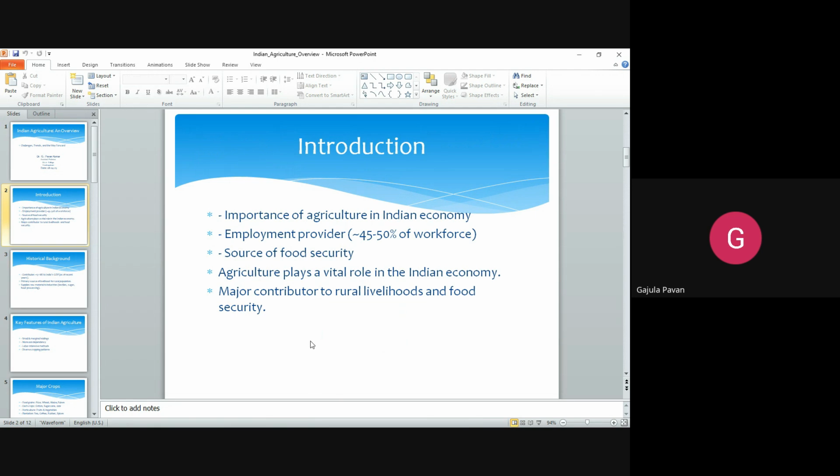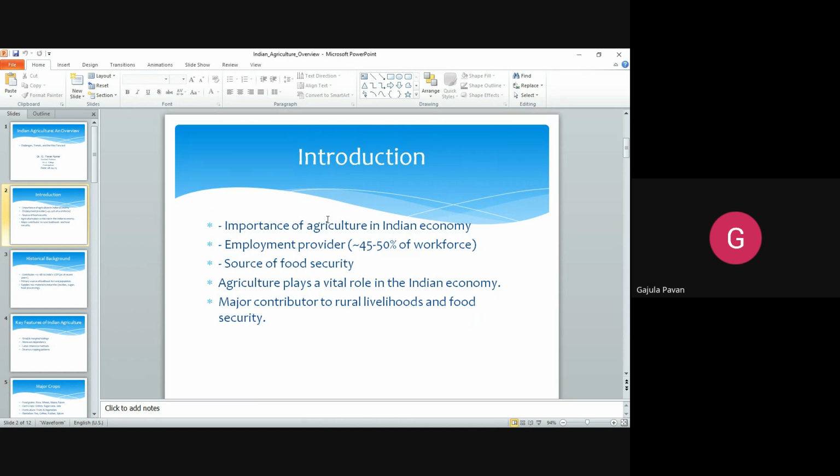In the last session we discussed the origin and how the agriculture sector developed from the 1600 time period to right now. In this session we are seeing some important contributions to agriculture and the reforms in agriculture. So that is the importance of agriculture in the Indian economy. That is a very important thing.